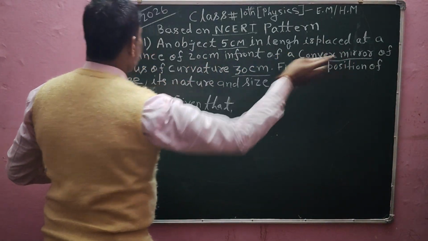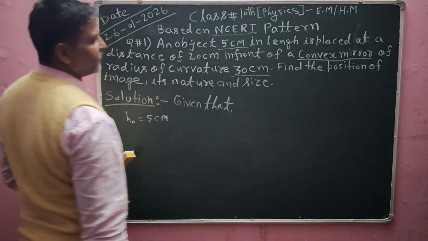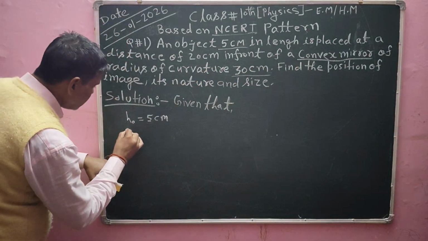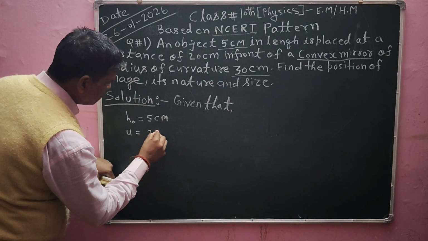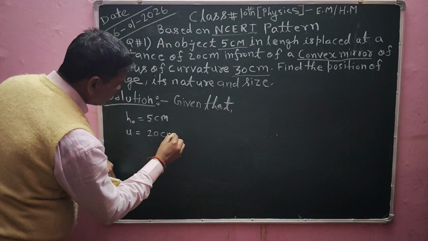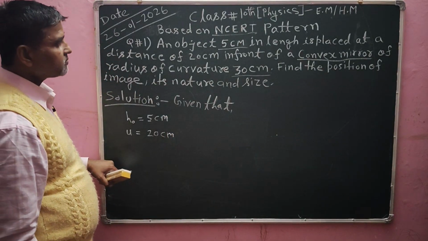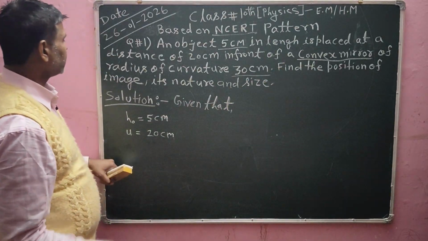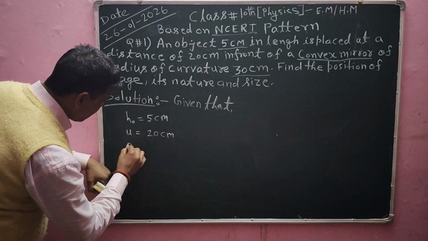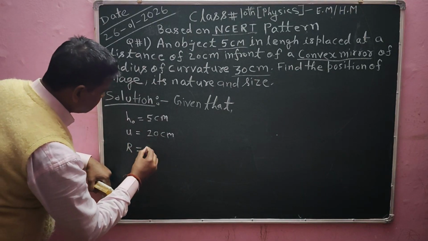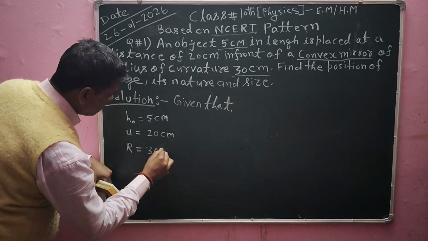Now the object is placed at a distance of 20 centimeter in front of a convex mirror. That is the value of U given, that is 20 centimeter. Here written 20 centimeter. The convex mirror has a radius of curvature, that is R. The value of R is given here, 30 centimeter. So we have to write here 30 centimeter properly.